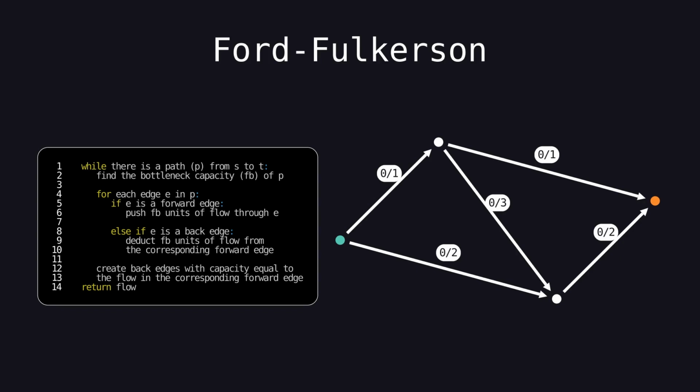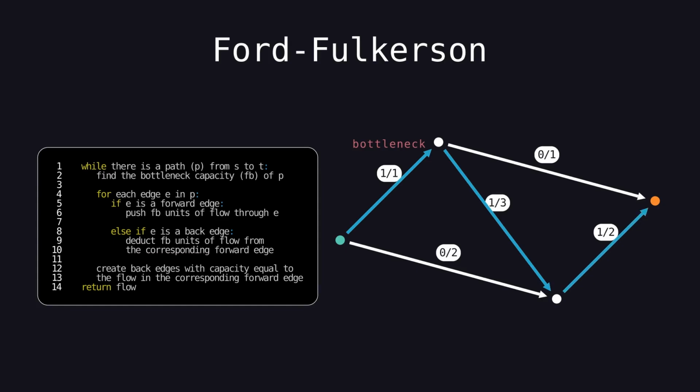Initialize the flow on all edges to 0, then while there is a path P from source to sink in the network, find the bottleneck capacity of the path. In this case, the bottleneck is 1. Send a flow equal to the bottleneck through all edges in the path. We push 1 unit of flow through all these edges.